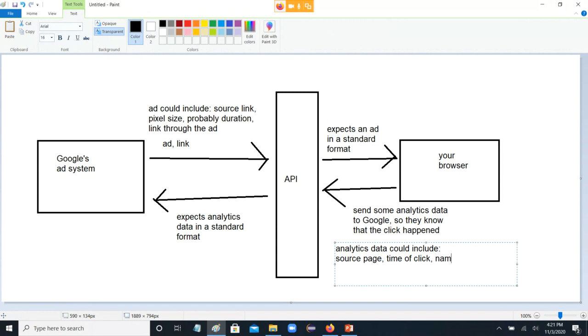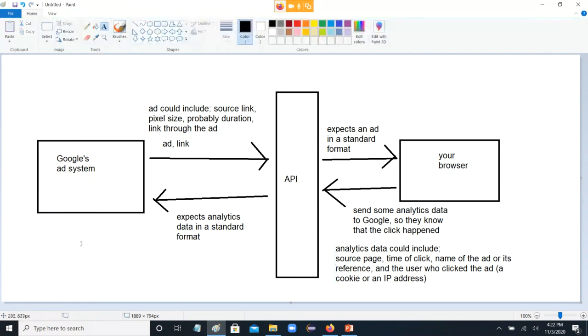What else? We know the name of the ad, so we know that's what's being sent, right? Or its reference, somehow, so that Google can recognize which ad got clicked on and the user who clicked the ad, to the extent that they have information about them. That might be via a cookie, a data file stored on the computer, or an IP address. So stuff like that is going to get sent to Google.